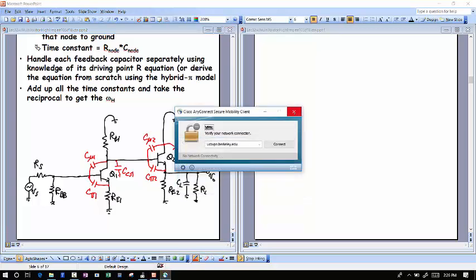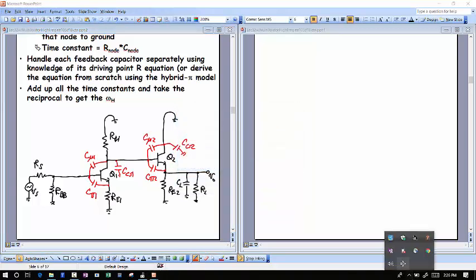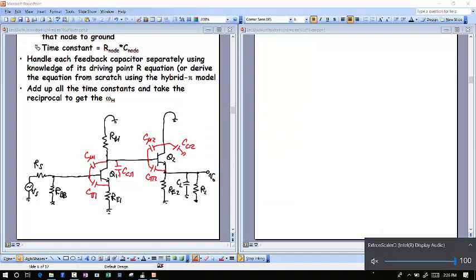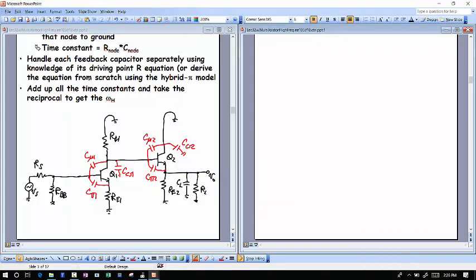Wow, that was loud. That's why it was loud. It's at 100.